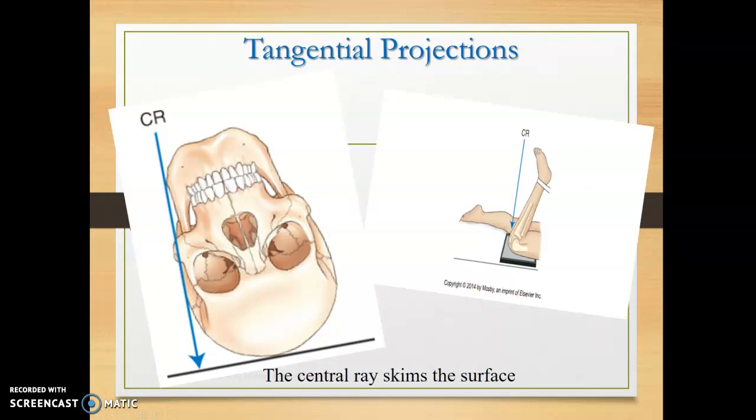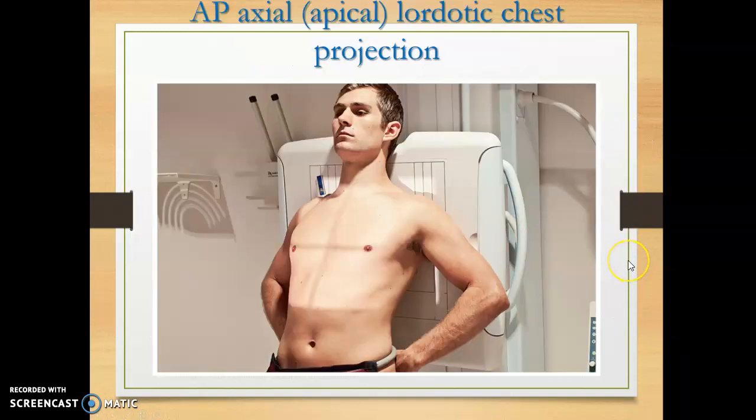Tangential, tangential is when the central ray skims the surface. This beam is skimming the zygoma here. This beam is skimming the patella. AP axial lordotic chest projection, this patient is angling their body instead of angling the tube.